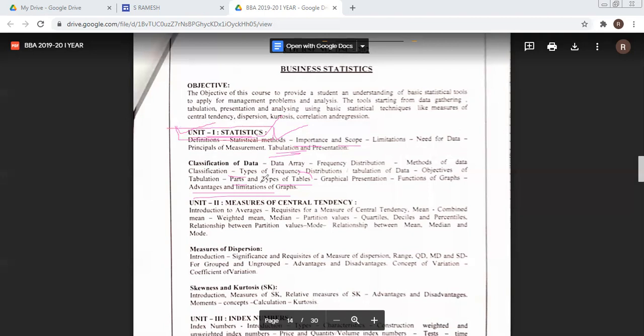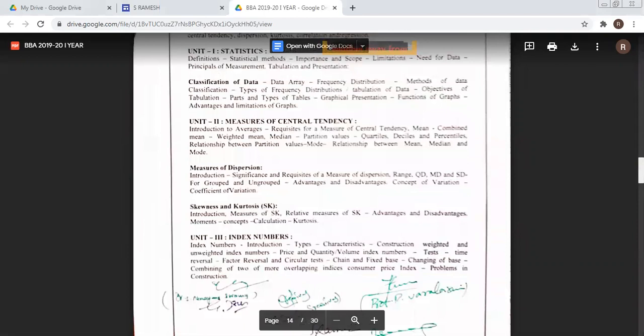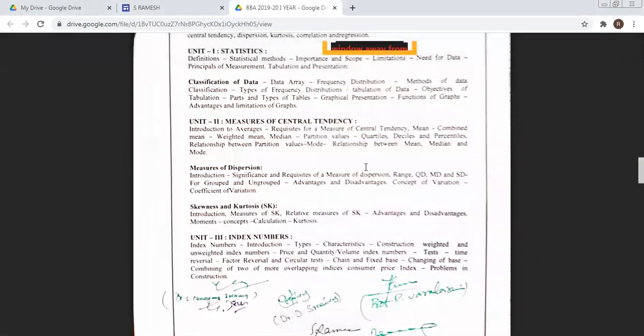Coming to second unit, measures of central tendency. What is a measure of central tendency? What are the various types of measures of central tendency?